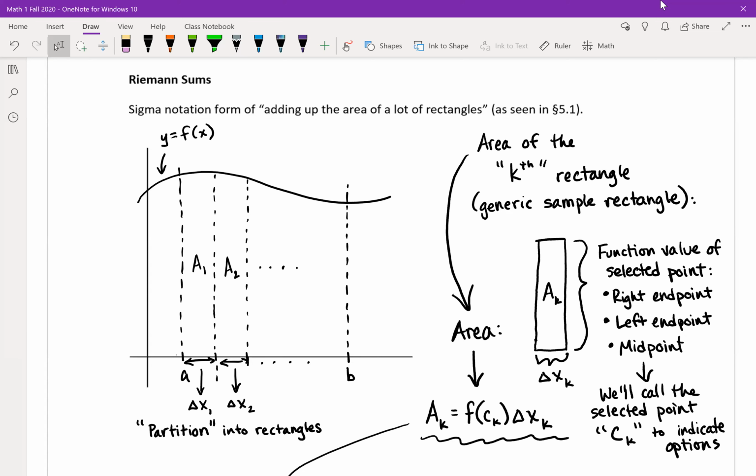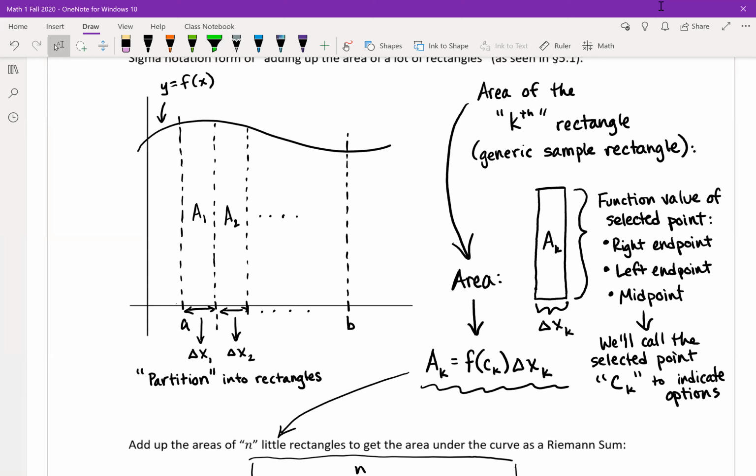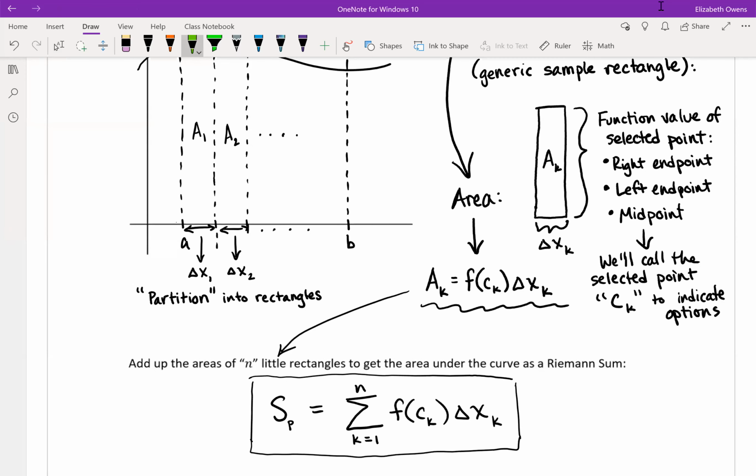For our last video in 5.2 here, we're going to continue looking at Riemann sums and go into a bit more detail. From the last video, remember the Riemann sum is the sigma notation form for adding up the area of a lot of little rectangles so that we can find the area underneath the curve. We drew out our rectangles and looked at the area of a sample rectangle, the kth rectangle out of all of these. So first rectangle, second rectangle, kth rectangle. And we ended up finding the area of that kth sample rectangle.